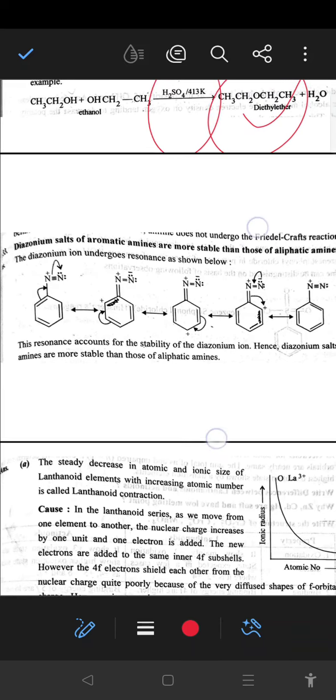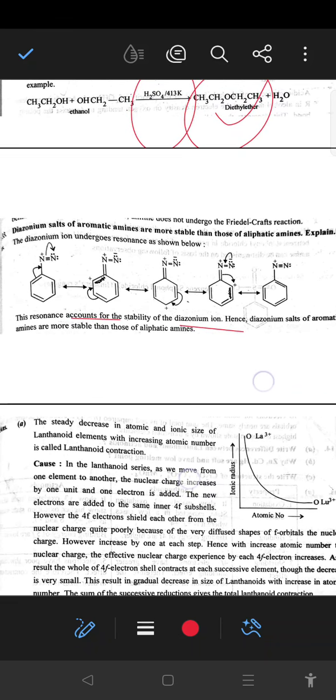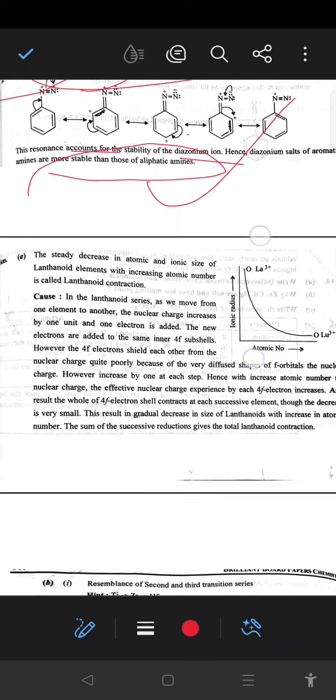Next, diazonium salts of aromatic amines are more stable than those of aliphatic amines. The reason is that the resonance stability of the diazonium salt accounts for its stability, and hence the diazonium salts of aromatic amines are more stable than those of aliphatic amines. In the case of aliphatic amines, no resonating structure exists, whereas aromatic diazonium has resonating structures, which leads to stability.